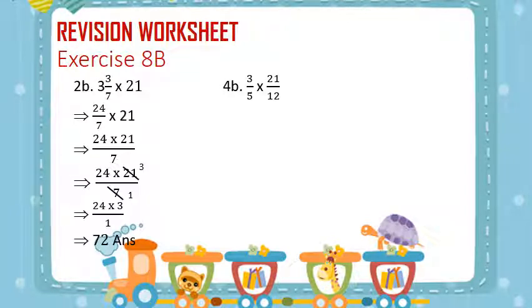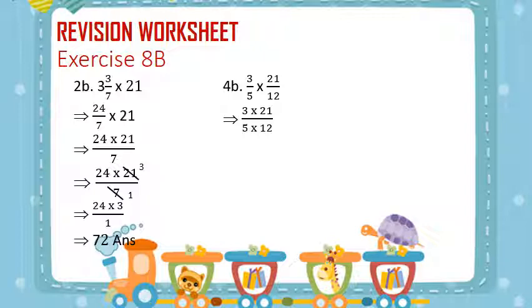Now let's do the B part of question number 4. 3 upon 5 multiplied by 21 upon 12. So here we are multiplying two fractions together. So now what we are going to write? In the numerator we are going to write the numerator of both the fraction, and we will multiply the numerator of both the fraction in the numerator part, and in the denominator part we will multiply the denominator of both the fraction. So 3 multiplied by 21 upon 5 multiplied by 12.